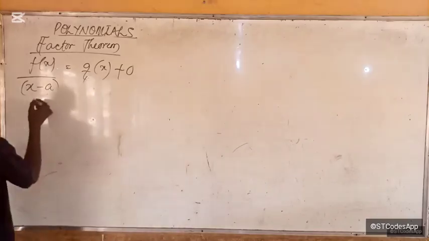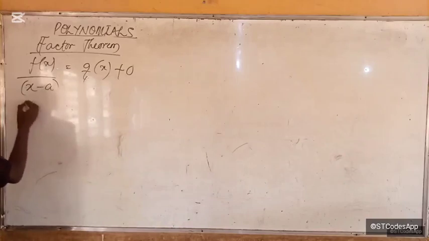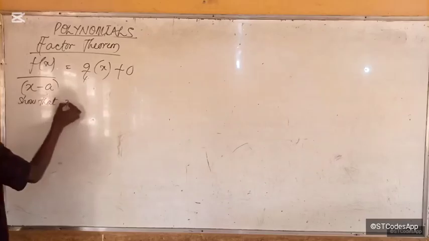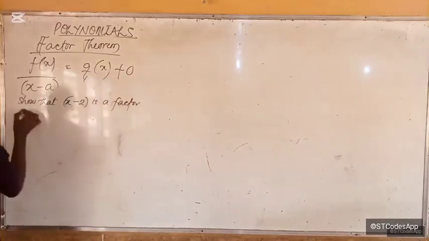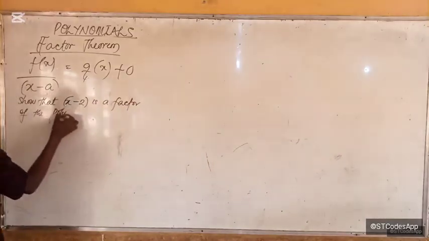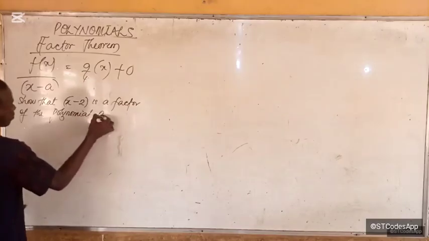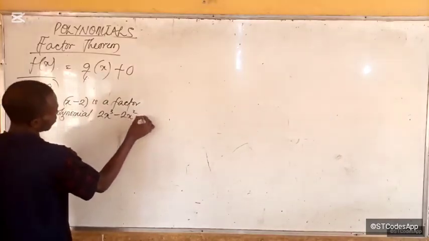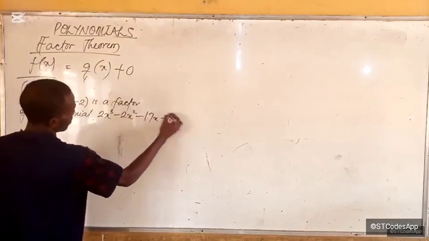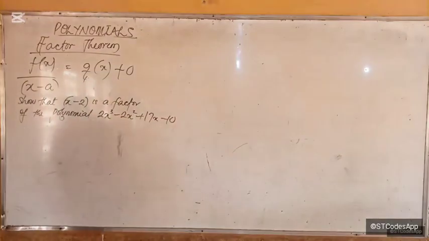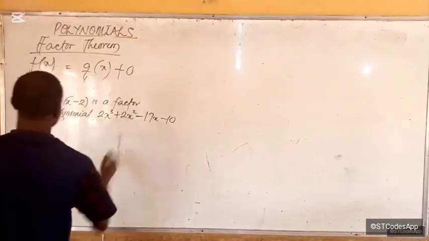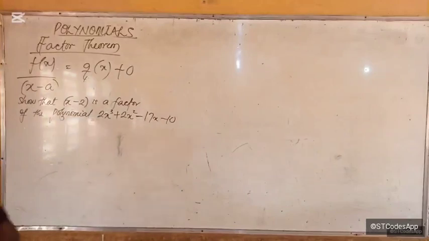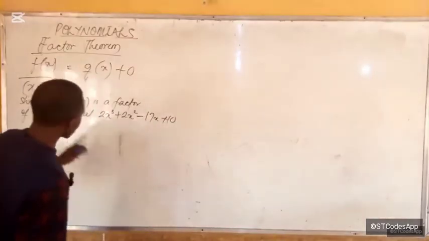So another example is, show that x minus 2 is a factor of the polynomial 2x cubed minus 2x squared minus 17x plus 10. Let me verify that. Okay, that's minus here and plus here, then plus 10. Okay. All right.